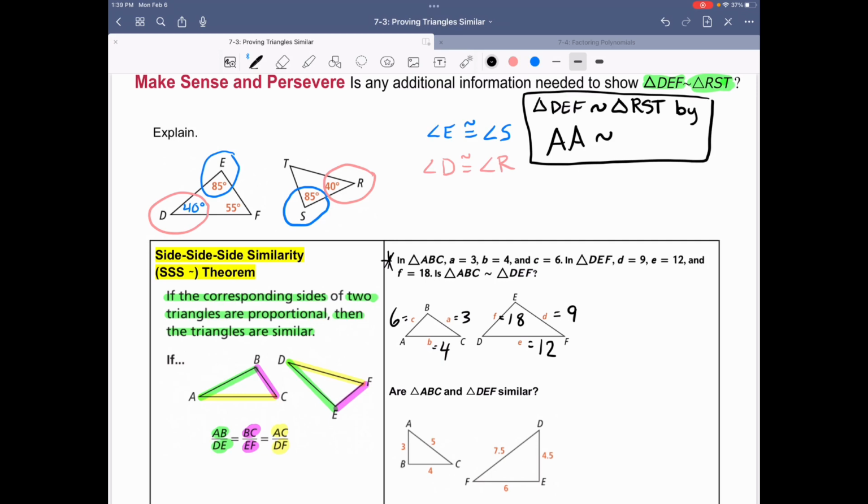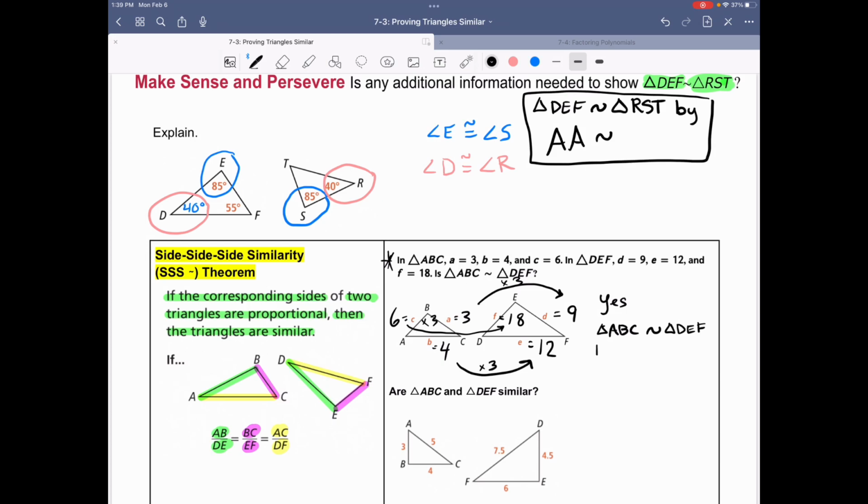But I can kind of see already that we can get 4 to 12 by multiplying by 3. And 3 becomes 9 if we multiply by 3. And 6 becomes 18 if we multiply by 3. So there is a common ratio. So yes, triangle ABC, not congruent, is similar to triangle DEF. Congruent would mean they're the exact same. They're not. They are similar.